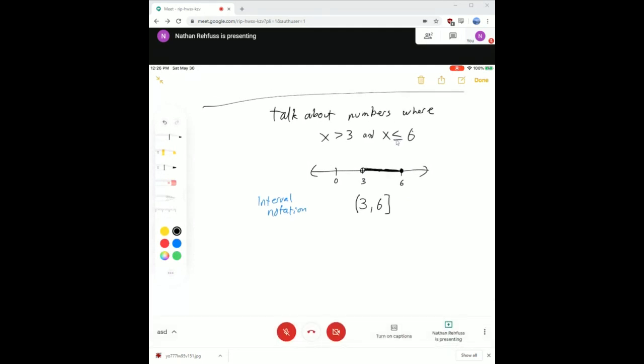So if I have an equality bar, then a closed dot and a bracket. If I have a strict inequality, then I draw an open circle and a parenthesis. So those are the triplets of symbols that go together. So that's just how we translate this to interval notation. That's the symbol they picked. So this says starting at 3, but not including 3, going up to 6 and including 6, and any number in between. And that's all the numbers x that work.